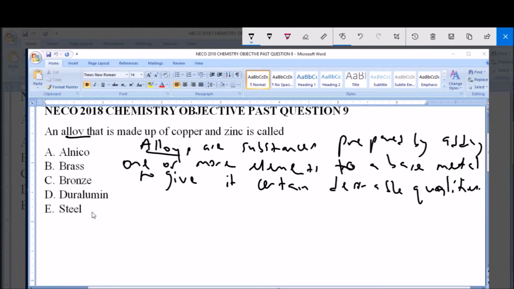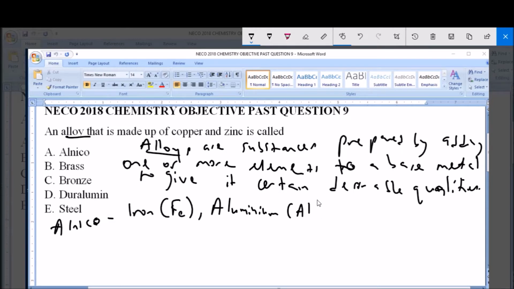So let's look at each of the options, the alloys in each of the options, and what constitutes those alloys. Now, alnico is made up of iron, aluminium, nickel, and cobalt. So these are the constituents of alnico.